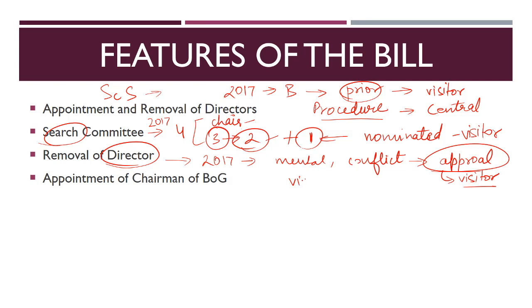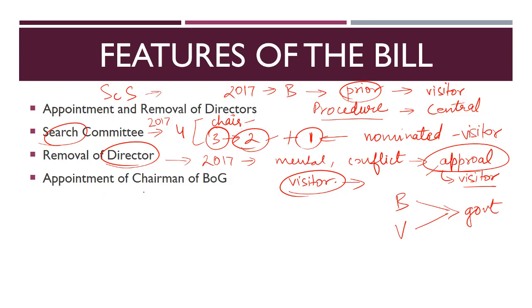But also the visitor has the power to remove the director. So in both cases, either the board removes the director with approval, or the visitor himself removes the director. So the power lies with the visitor, or the president, or the central government itself. In both cases, either the board does or the visitor himself does, it is actually the government which gives the sanction or which removes this director.